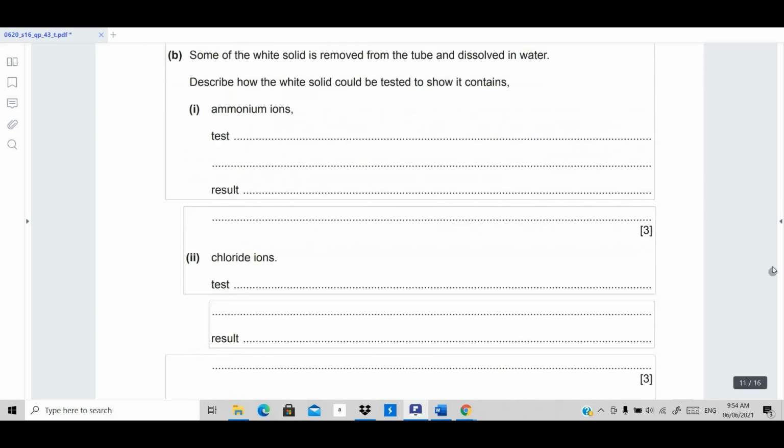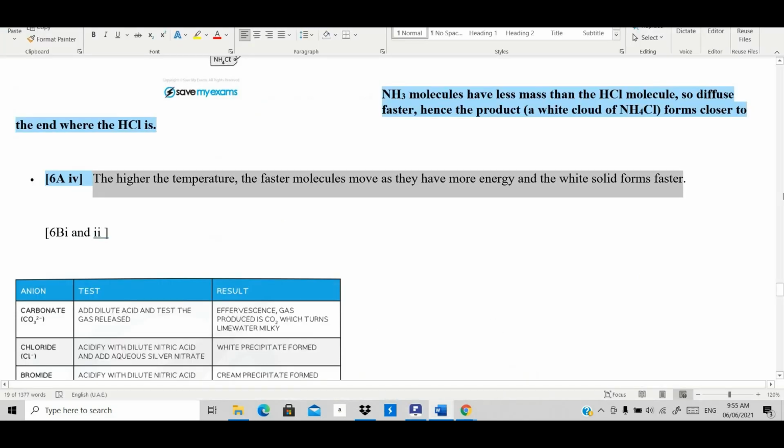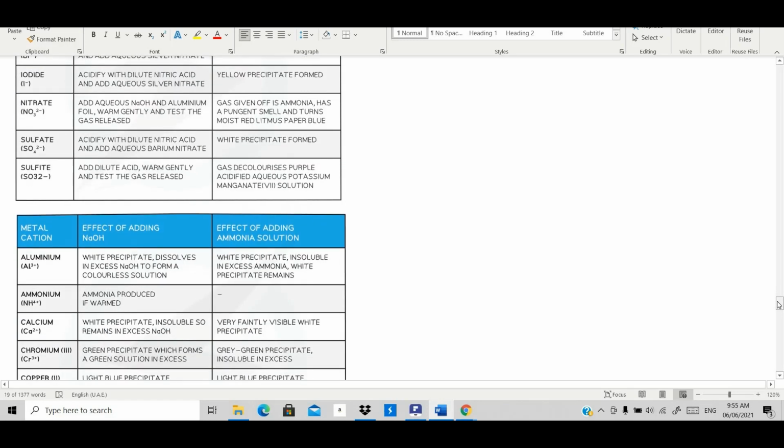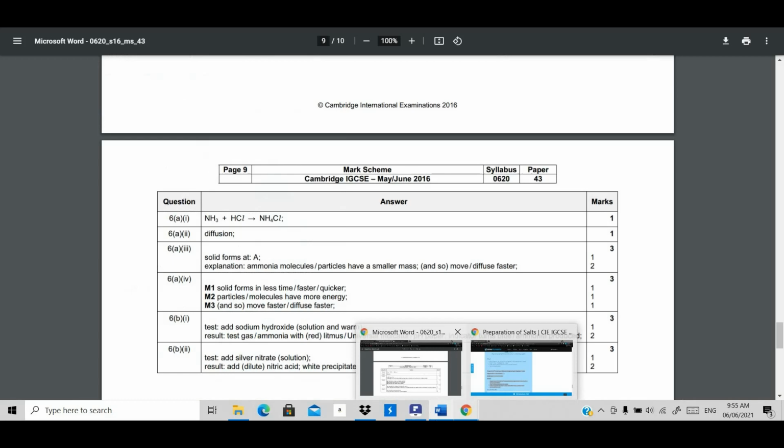Moving on to the next part of the question. Some of the white solid is removed from the test tube and dissolved in water. Okay, so this is the NH4Cl we are talking about. Describe how this white solid will be tested to show it contains ammonium ions. You need to be familiar with the identification of ions and gases unit, all the tests. So for ammonium ions, if we add sodium hydroxide solution, it will produce ammonia.